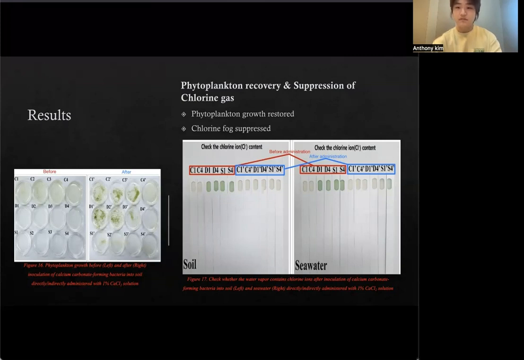The chlorine content in the fog also had decreased. In figure 17, the left half from each soil and seawater shows the initial chlorine content. As you can see, there are clear signs of chlorine in the direct and indirect group. However, on the right side after the bacteria administration, the chlorine content either reduced to the same level as control or significantly decreased, as shown by the lightness of the color.